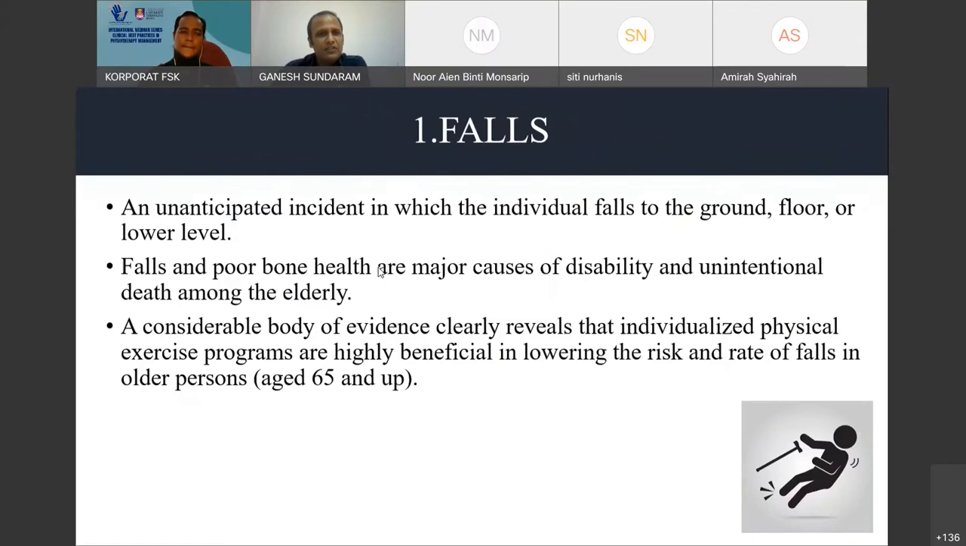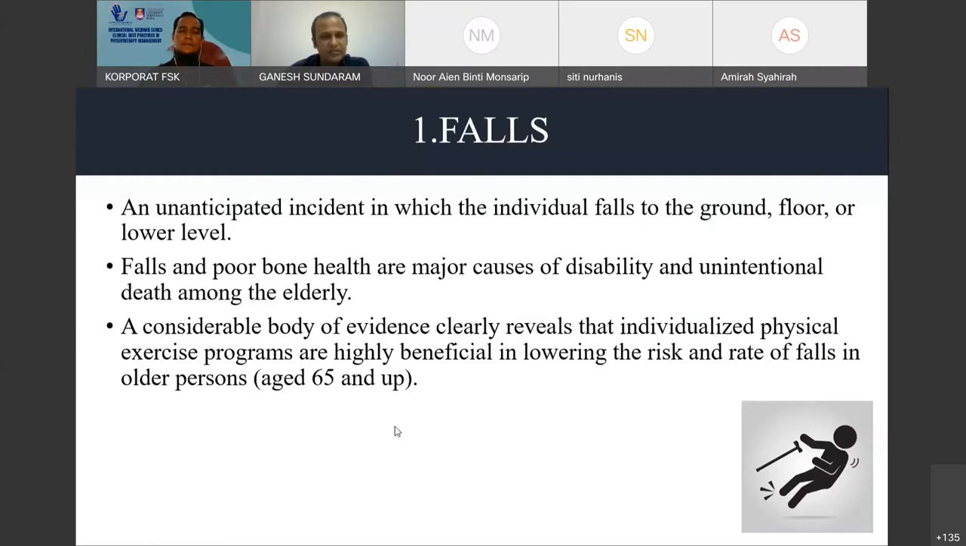The first one is fall, an unanticipated incident, which is not expected, in which the individual falls to the ground floor or a lower level. Falls and poor bone health are major causes of disability and unintentional death among the elderly. A considerable body of evidence clearly reveals that individualized physical exercise programs are highly beneficial in lowering the risk and rate of falls in older persons, that is aged 65 and up.